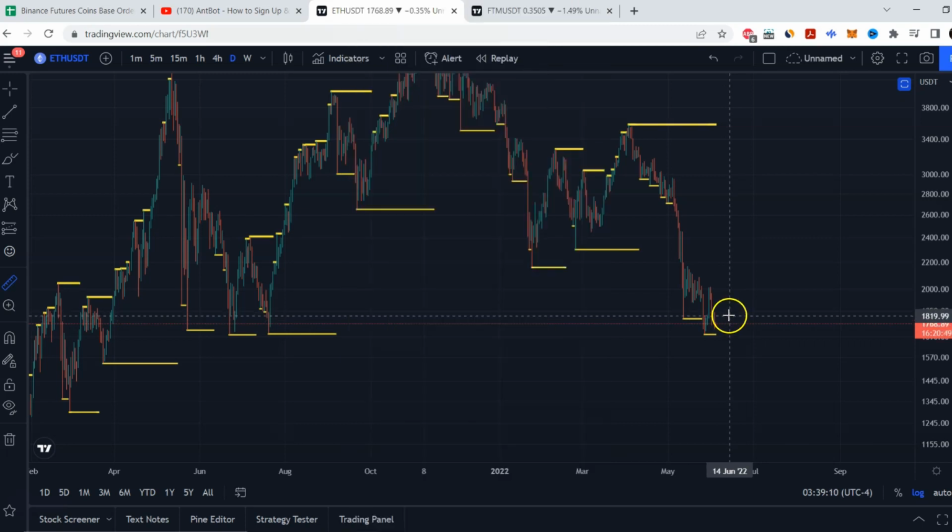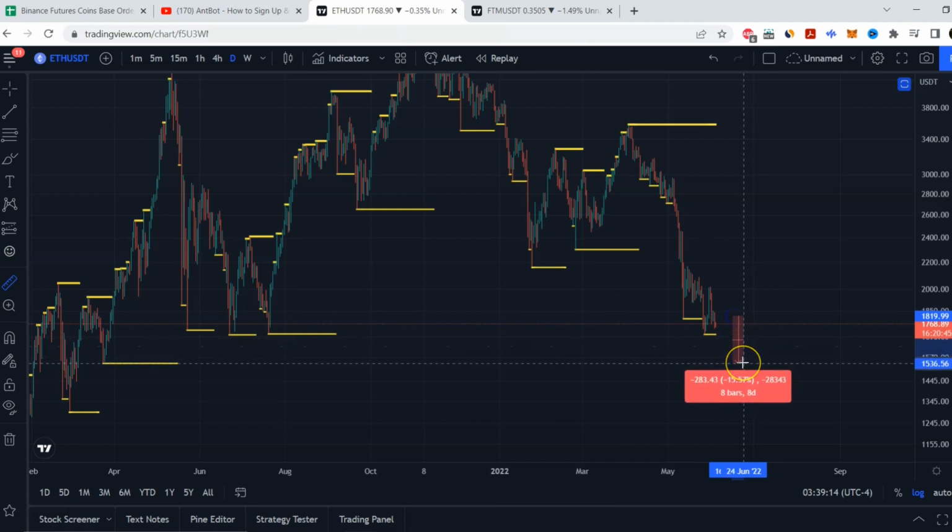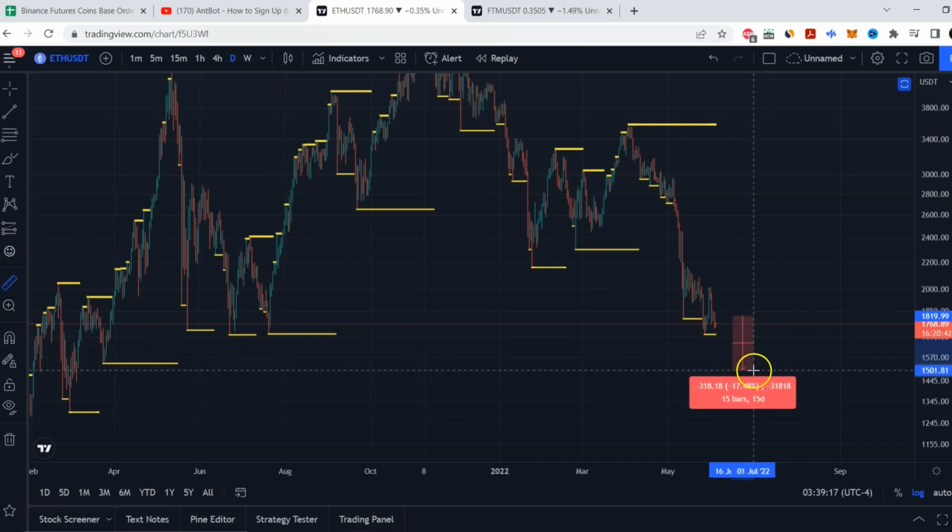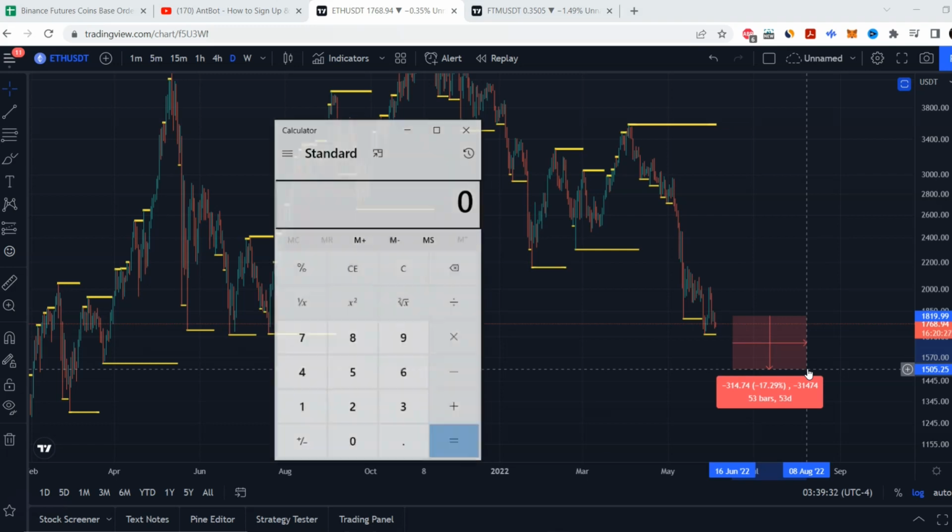So 1817, let's say somewhere around here. So we can expect maybe Ethereum is going to go down to 1500. So 17%. Okay, you can expect this thing, 17% price difference. So we just multiply. All right, you just multiply.